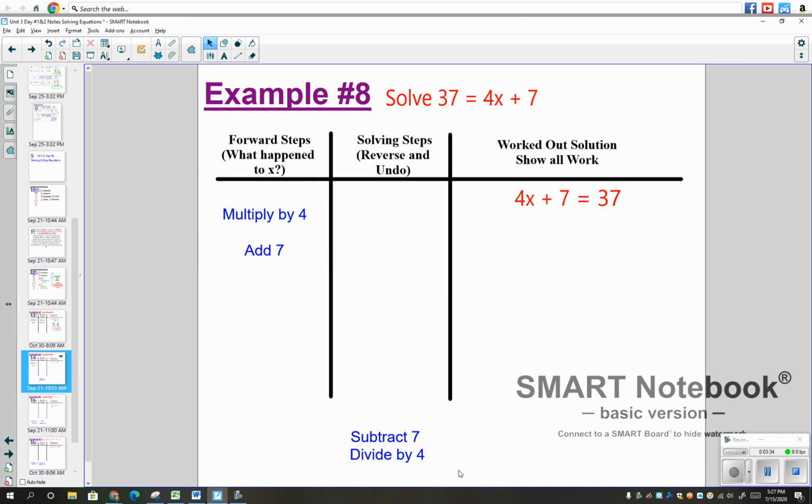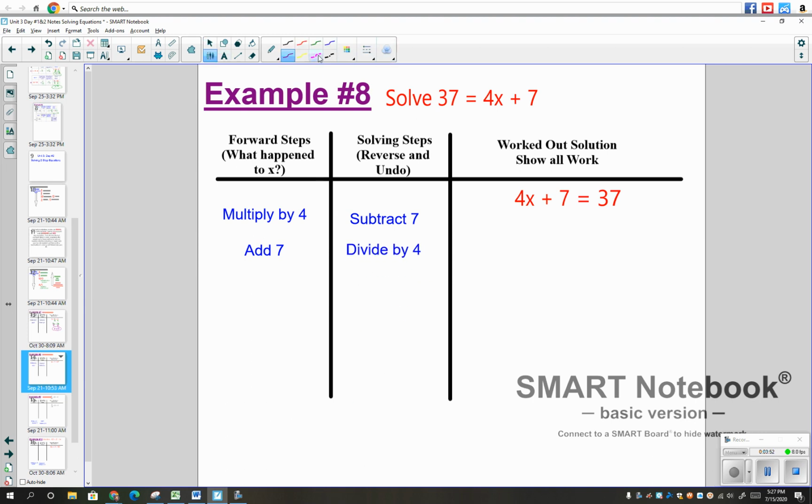So when I solve this, I want to go in reverse order. So I'm going to work backwards, and I want to undo. So reverse order, start with, how do I undo adding 7? Subtract 7. How do I undo multiplying by 4? I'm going to divide by 4.